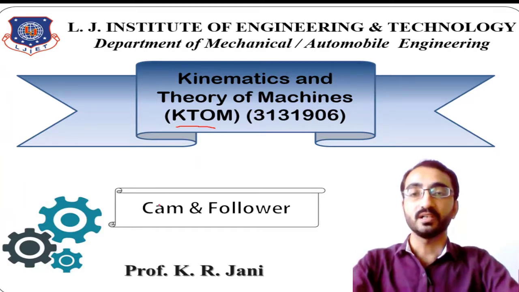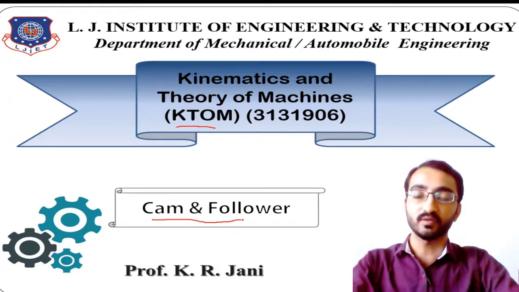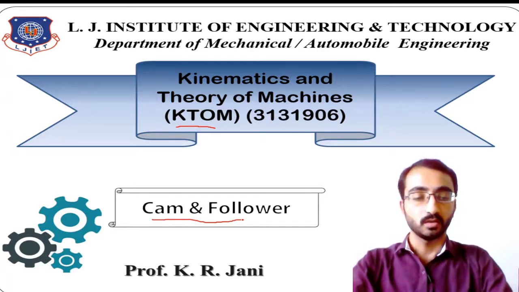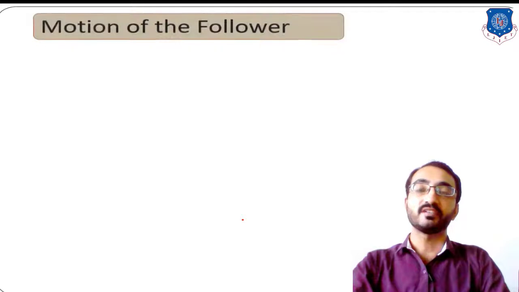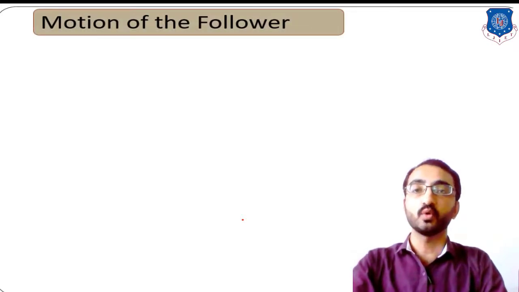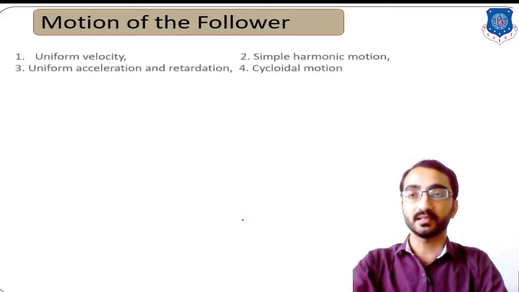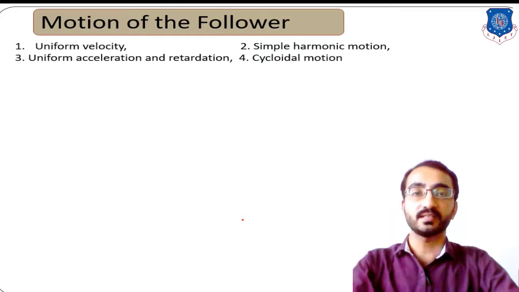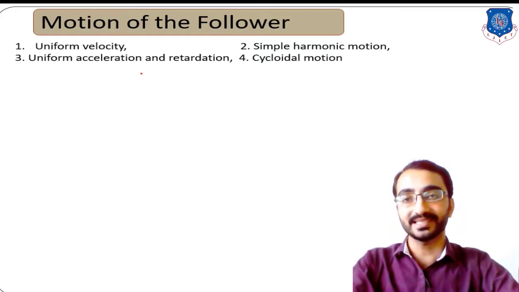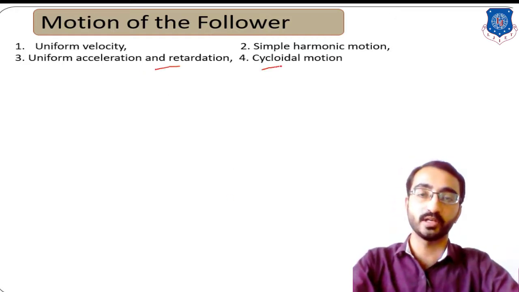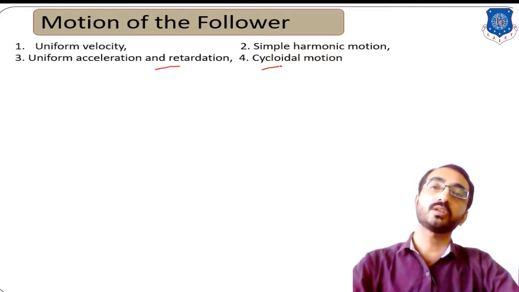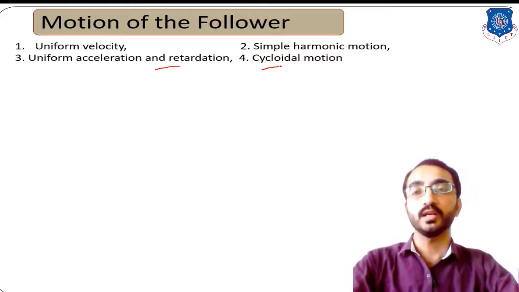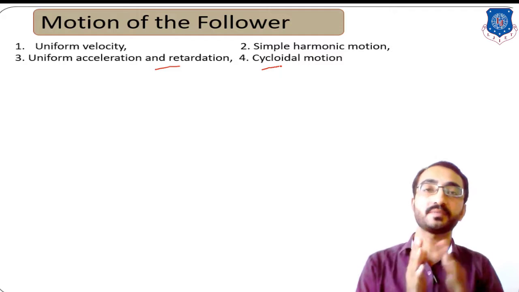In this session, we will learn about the cam and follower system. In the previous session, we learned the various types of motion of the follower: uniform velocity, simple harmonic motion, uniform acceleration and retardation, and cycloidal motion. Based on this motion of the follower, we have to plot different displacement diagrams.